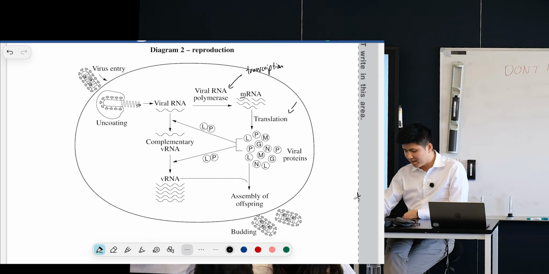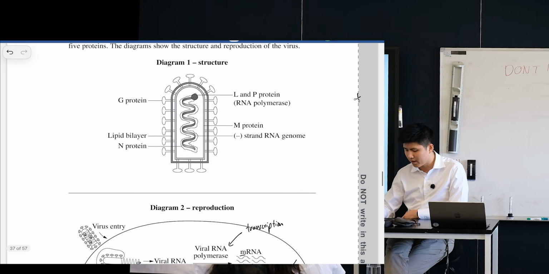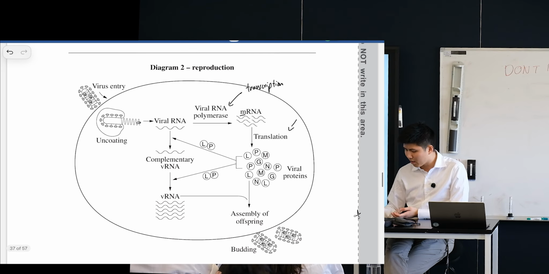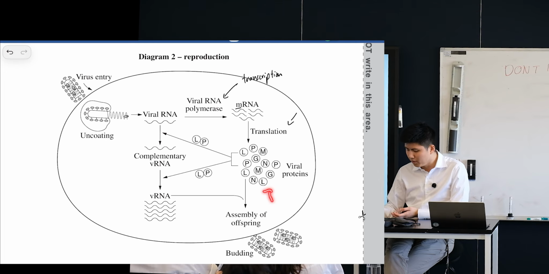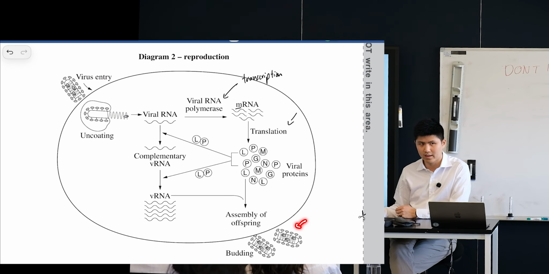Right now, these letters might seem a bit random to you, right? L, P, M, G, M, N. But these are all the proteins that are in diagram 1, right? That are in the structure of the virus. So we can see here that through translation, it's building all the necessary proteins that are part of the virus that's being replicated here, right?